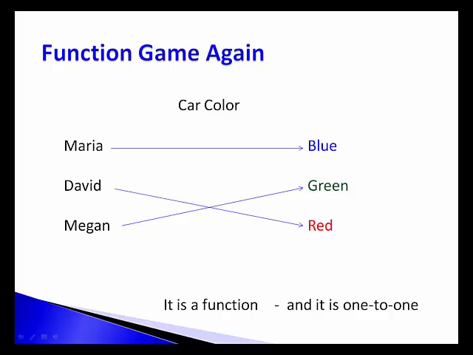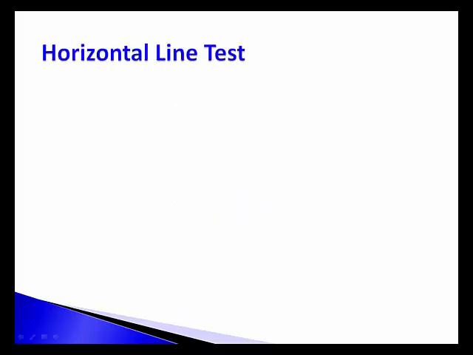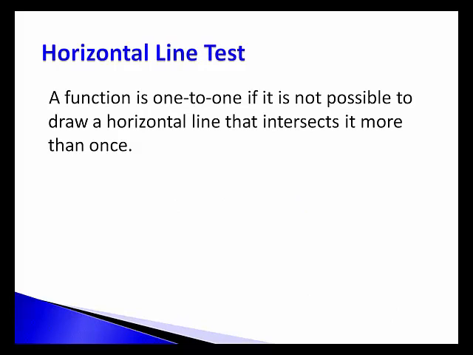But there's another way we can determine if a function is one-to-one besides just playing the function game. We can also use the horizontal line test. Now you're familiar with the vertical line test, but this time we'll be looking at the horizontal line test. And it says this: a function is one-to-one if it is not possible to draw a horizontal line that intersects it more than once.